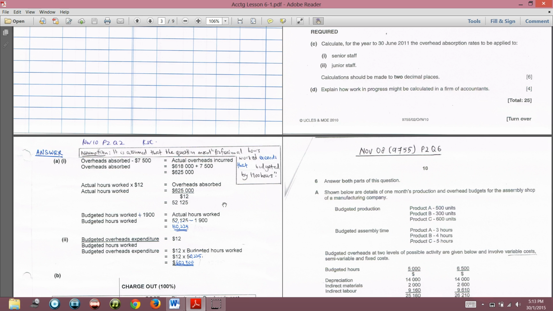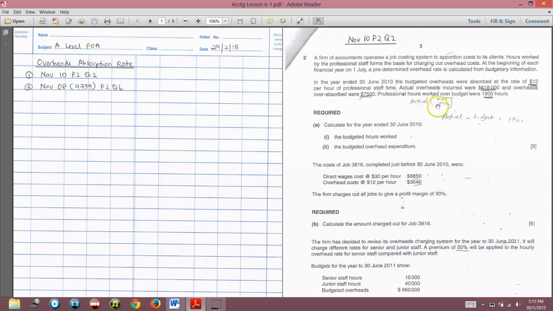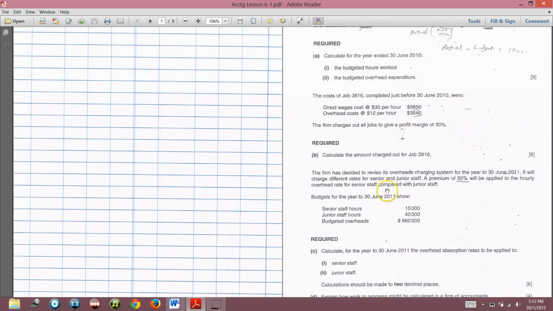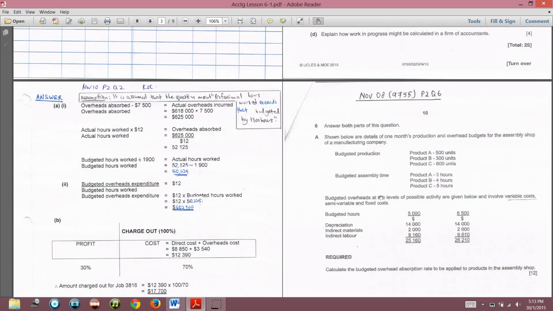Okay, so now you have the question. You should have the question paper in front of you. So now we are looking at this and digesting it. Part A of the question says, calculate the budgeted hours worked. The budgeted hours worked. Okay.